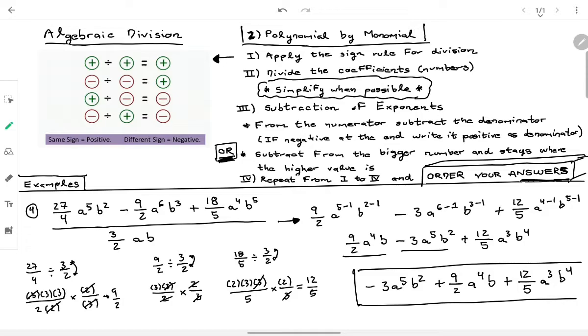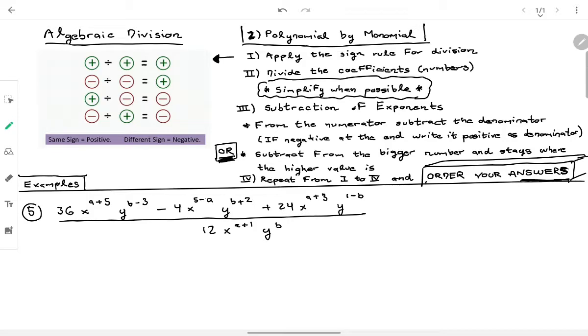So it doesn't matter, we have fractions, the process is the same. We will need to divide every monomial by monomial, and at the end we will need to order our results. So let's see one last example. In the last example, we are going to have letters in the exponents, but it's the same, don't worry, it's going to be the same.